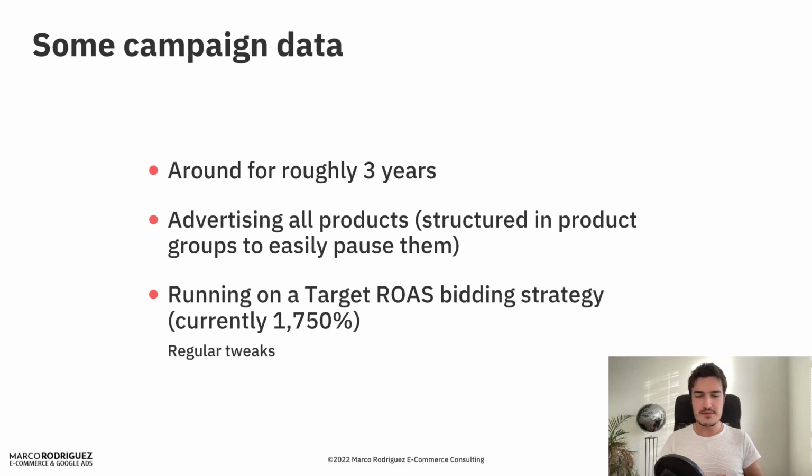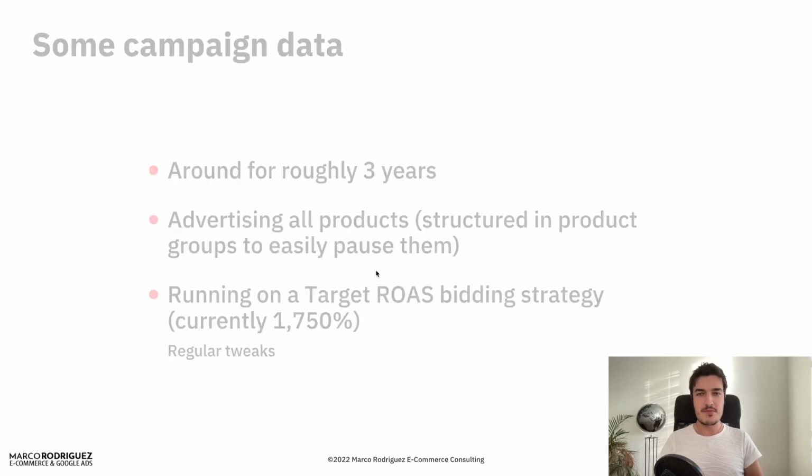Currently we use a target ROAS of 1750%, and I'm constantly tweaking it. Yes, you shouldn't do that too often, but when it's really going in one direction, like when the volume is growing way too much, or the ROAS is growing way too much but the volume really plummets, then you have to come in and make those specific adjustments.